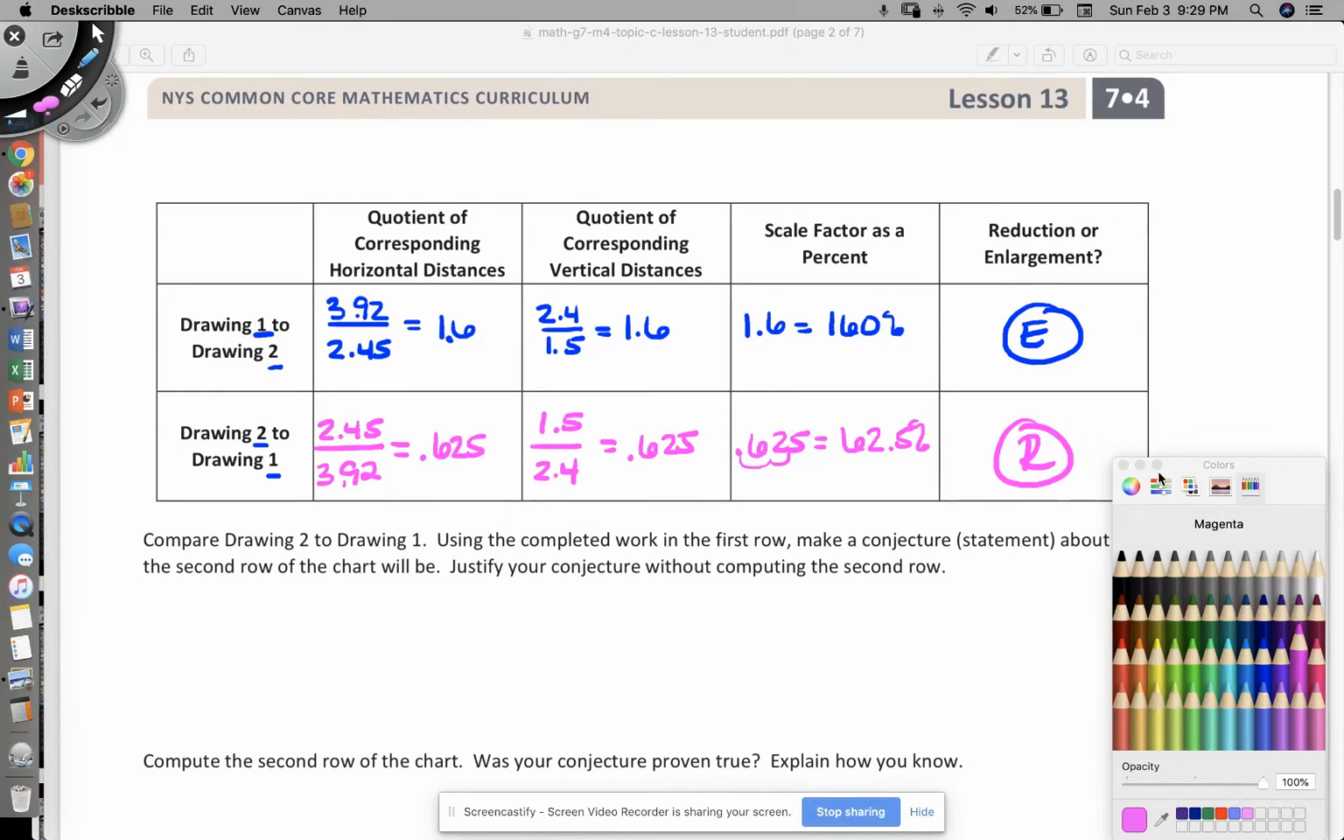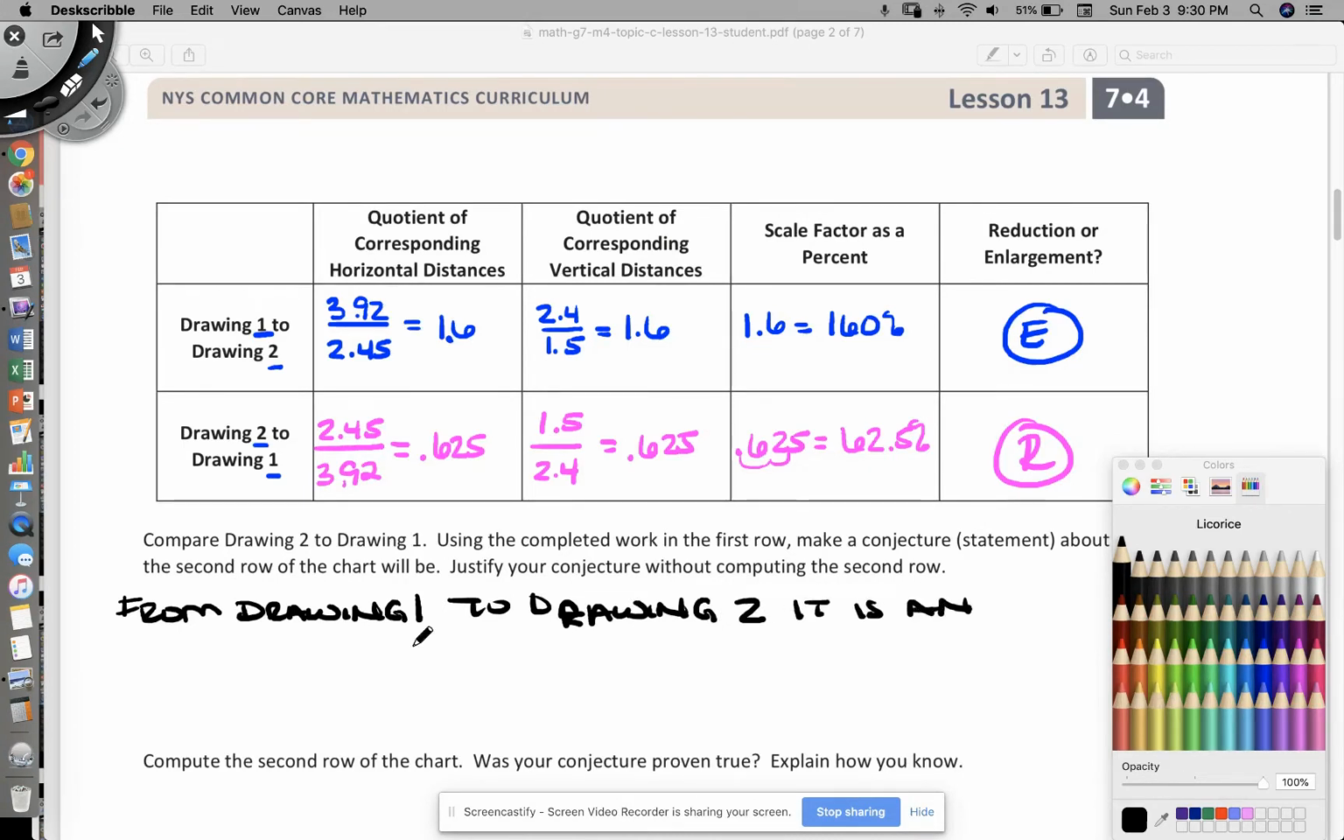All right, it says compare drawing 2 to drawing 1. Using the completed work in the first row, make a conjecture, which basically means a statement, about what the second row of the chart will be. Justify your conjecture without computing the second row. All right, so we're going to say from drawing 1 to, oops, that's an R, drawing 2, it is an enlargement.